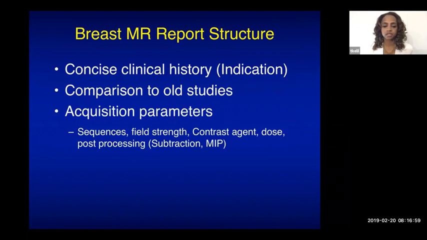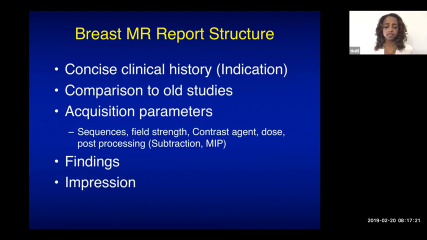And the acquisition parameters should also be listed. So what sequences were obtained, what kind of contrast agent was used, what was the dose, and if there was any post-processing done. Those things should also be reported. And then finally, you'll jot down your findings. We'll go over in detail what abnormal findings you might see on an MRI. And finally, you want to give an overall assessment and category with recommendations for your referring clinicians.